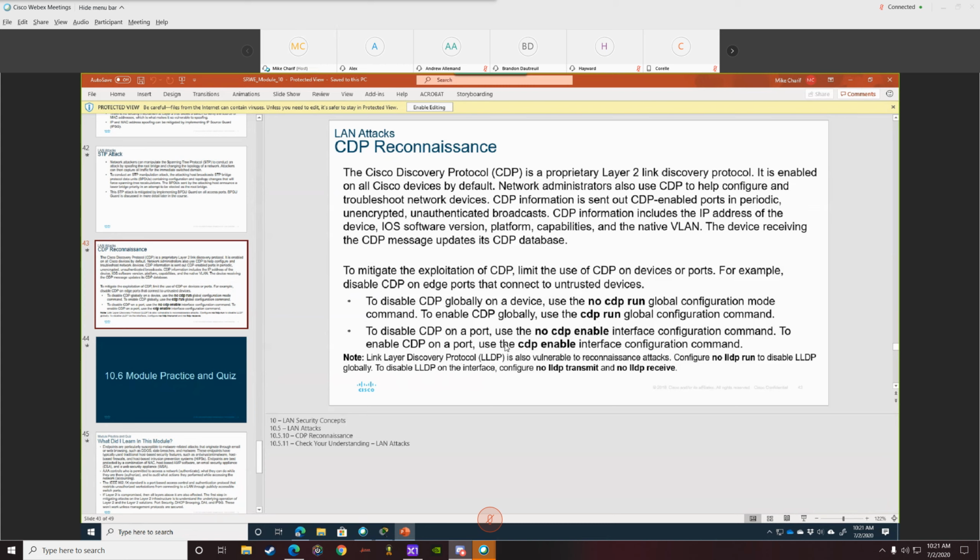So CDP is Cisco. In a network where you're using multiple vendors, you would use LLDP. Cisco supports both of them, so it supports LLDP and also CDP. But if you have a non-Cisco device, they only use LLDP. CDP is only for Cisco. Yeah. Okay, sounds good.